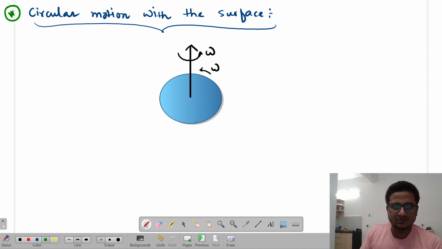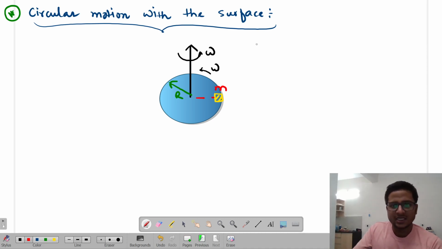Yes. So now let's suppose the radius of this disk was r, and on this disk I placed one particular block of mass m exactly at the corner. I placed a block of mass m exactly at the corner.